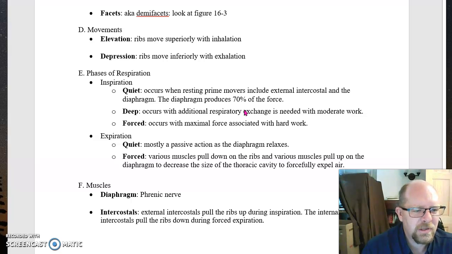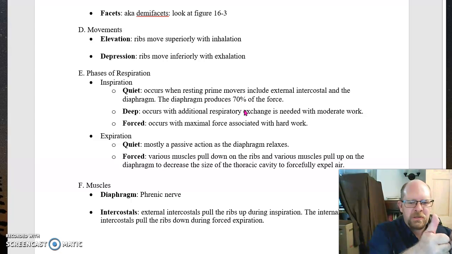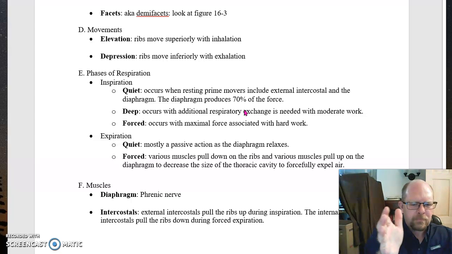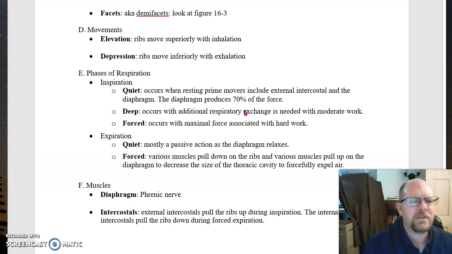Expiration, it's quiet. It's almost a passive process. So you inhale. When you get ready to exhale, the diaphragm rebounds, so it moves superiorly. The thoracic cavity will also shrink just a little bit, and that pushes air out of your lungs.